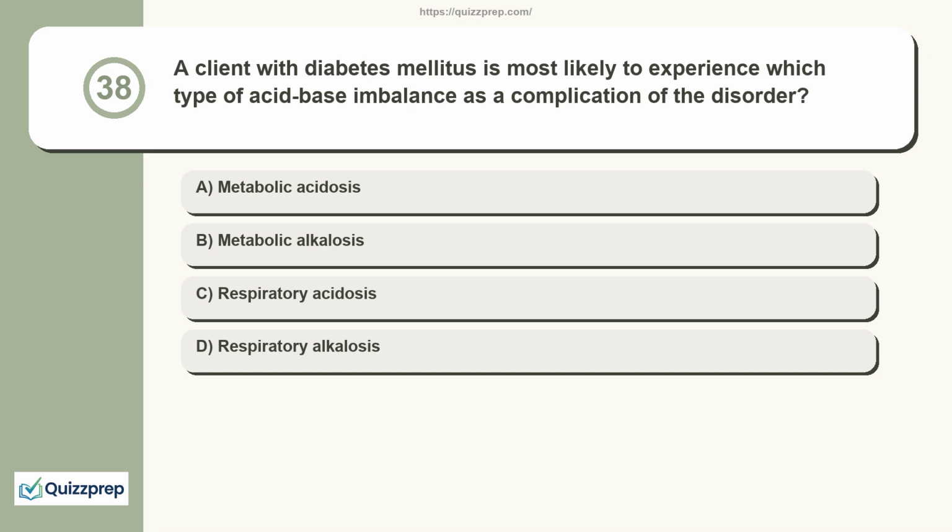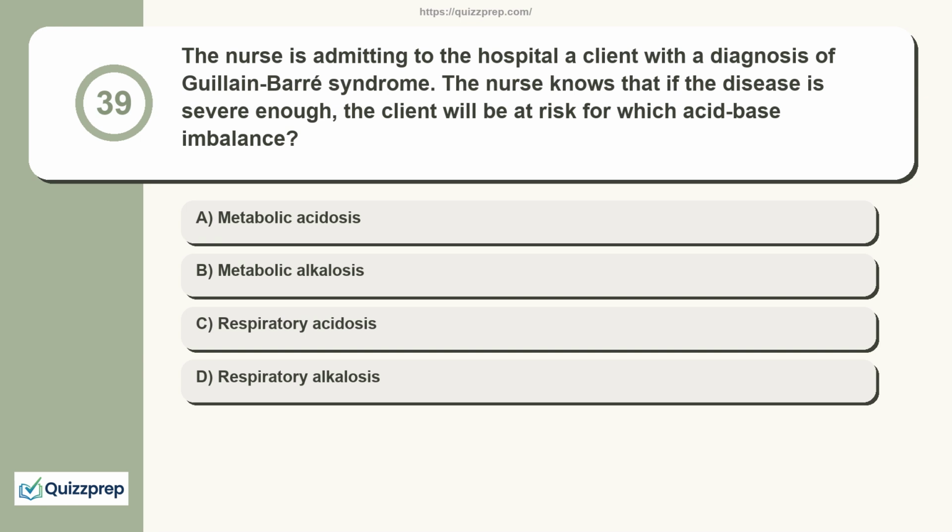Question 38. A client with diabetes mellitus is most likely to experience which type of acid-base imbalance as a complication of the disorder? Metabolic acidosis, metabolic alkalosis, respiratory acidosis, respiratory alkalosis. Question 39. The nurse is admitting to the hospital a client with a diagnosis of Guillain-Barré syndrome. The nurse knows that if the disease is severe enough, the client will be at risk for which acid-base imbalance: metabolic acidosis, metabolic alkalosis, respiratory acidosis, respiratory alkalosis.